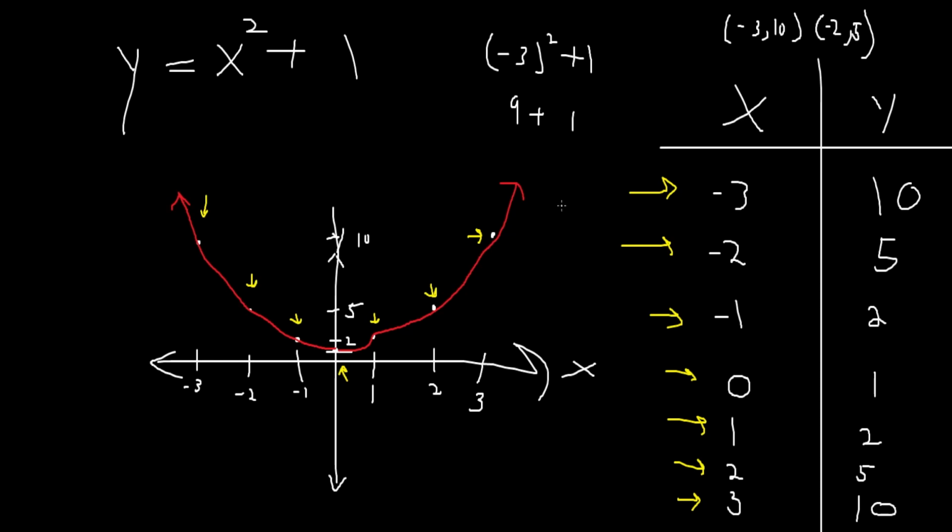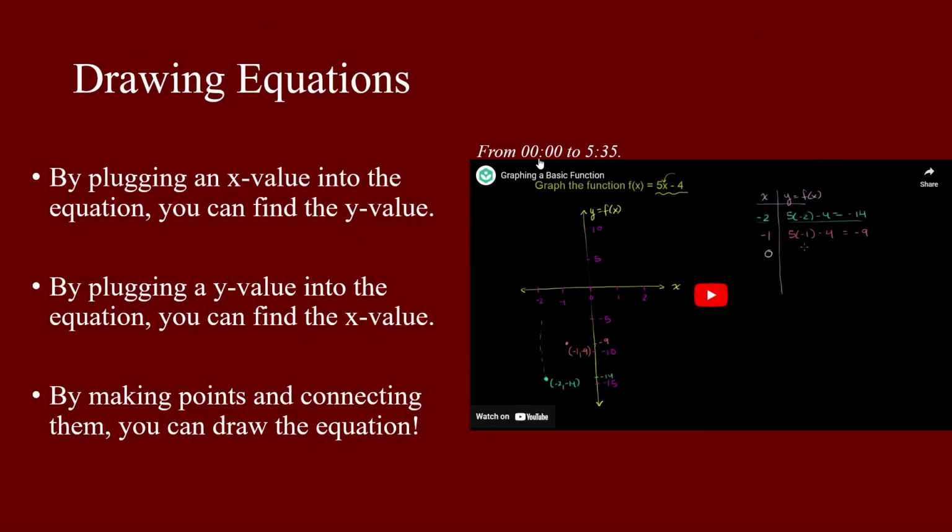Now, this doesn't always make it easy to graph it, but it does give us a fallback plan if we aren't sure what to do. So when in doubt, just pick some x values, plug them into the equation, get some y values, and plot your points. Okay, and that is essentially how you draw equations. You just plug in the x values and then look for your y values.